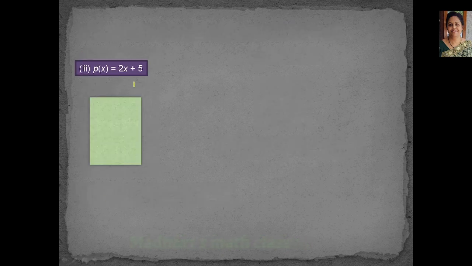Now Px is equal to 2x plus 5. So when Px is 0, 2x plus 5 is equal to 0. When 2x plus 5 is equal to 0, what is 2x? 5 will go to that side and it will become negative 5. So 2x is negative 5. When 2x is negative 5, what is x? Here 2 is multiplied, there we will divide negative 5 by 2. x is negative 5 by 2. So negative 5 by 2 is the 0 of Px.